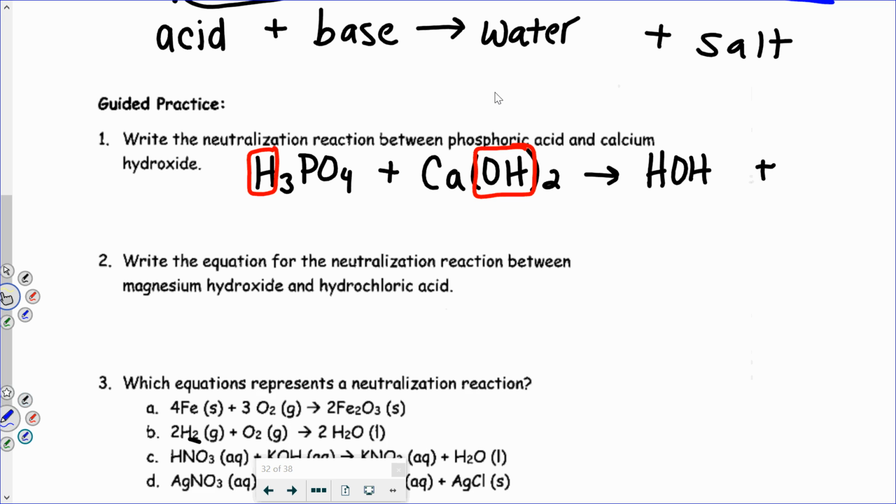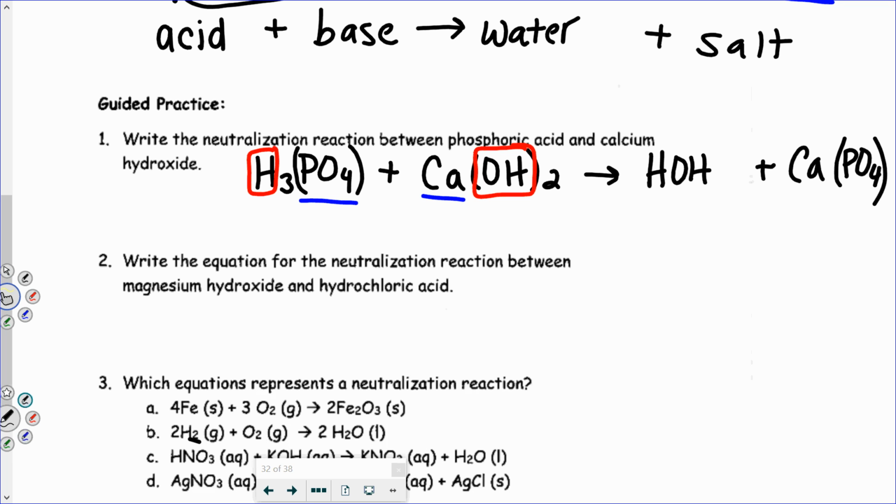Only bring the subscripts over if it's part of the polyatomic. Like PO4, for example, that goes all together. You can always put parentheses around it if you like, if it helps you. So I've got Ca and PO4 left over. That's going to become my salt. So I'm going to write Ca and PO4 in parentheses.